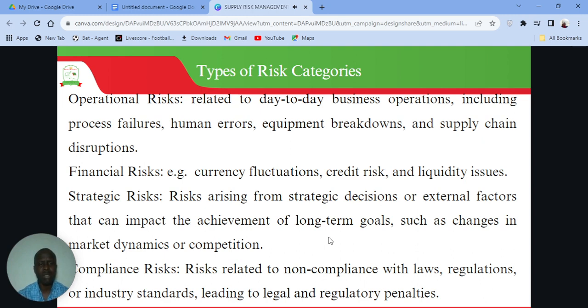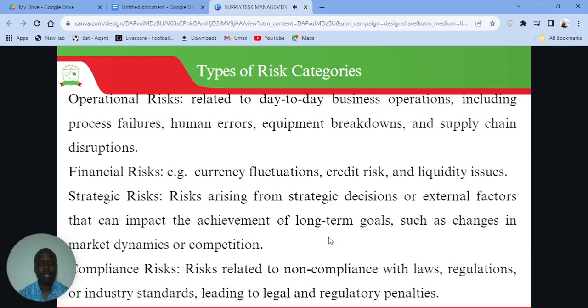Then we have financial risks, issues to do with currency fluctuations, like what I just explained that is happening with the dollar in various countries. Credit risk, liquidity issues. We could be having issues with our cash flow. Then we also have another category which we call strategic risk.